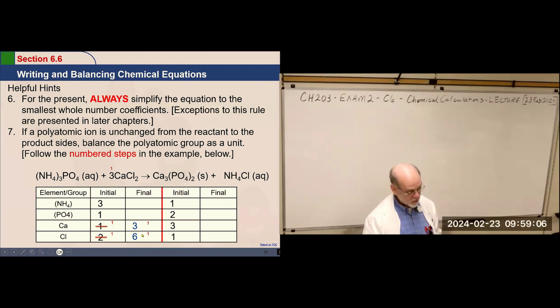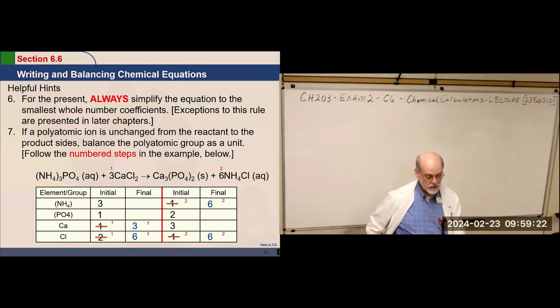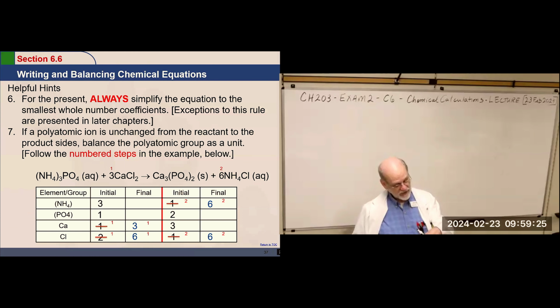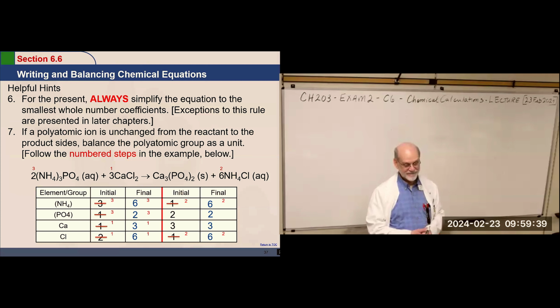Calciums are balanced. Now the chlorines are off. So let's go over on the product side and put a 6 in front of the ammonium chloride. And that'll give us 6 chlorines, and it'll also change the ammonias to 6. So now we go back to the left-hand side, and we need 6 ammonias on the left, so that's a coefficient of 2. And we're balanced.